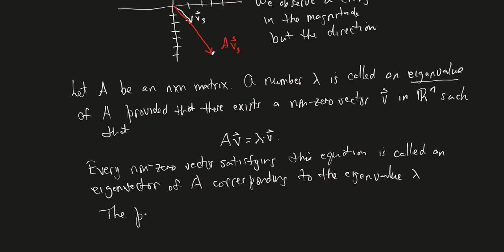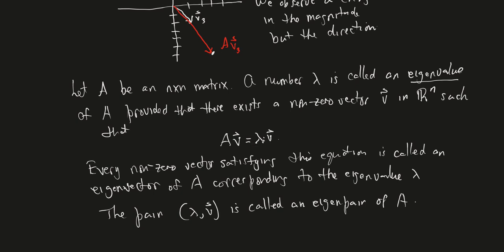So the pair lambda and v together is called an eigenpair of A. So it's like they can't work without each other, right? The v and the lambda that satisfy this equation go together. So I can't just pick any old scalar and any old vector.